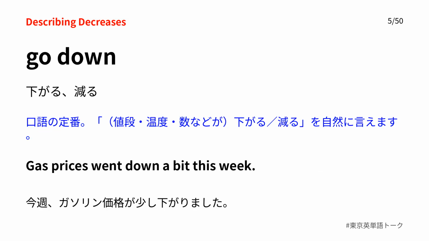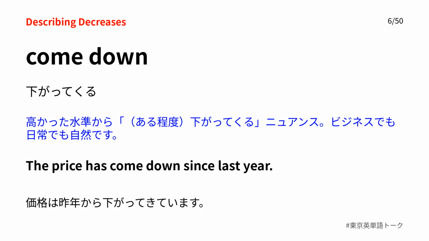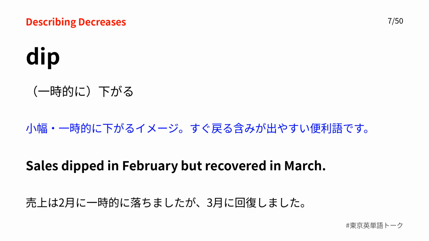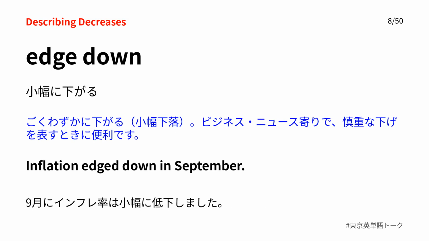Go down. Gas prices went down a bit this week. Come down. The price has come down since last year. Dip. Sales dipped in February but recovered in March. Edge down. Inflation edged down in September.